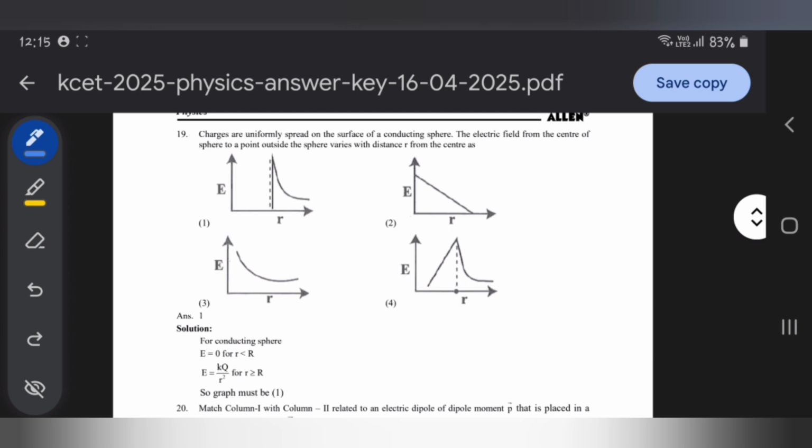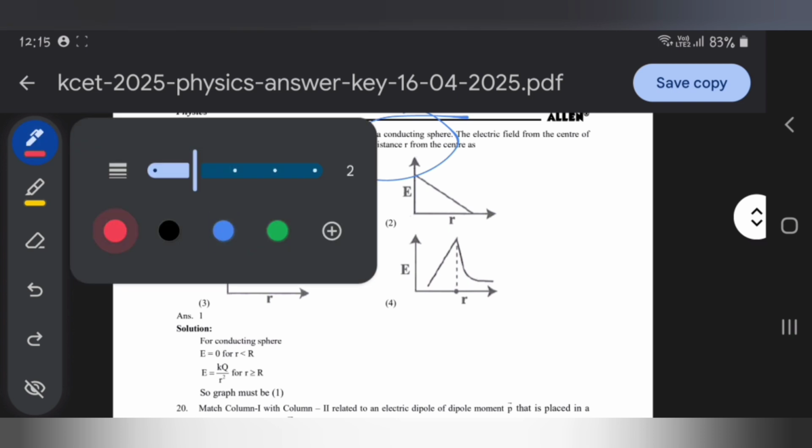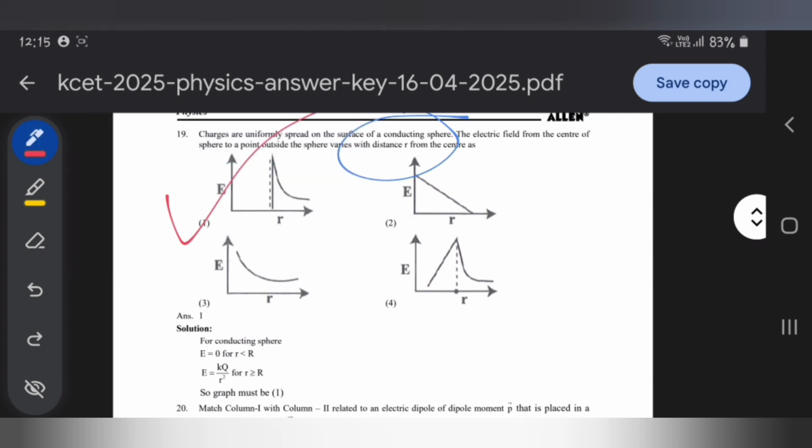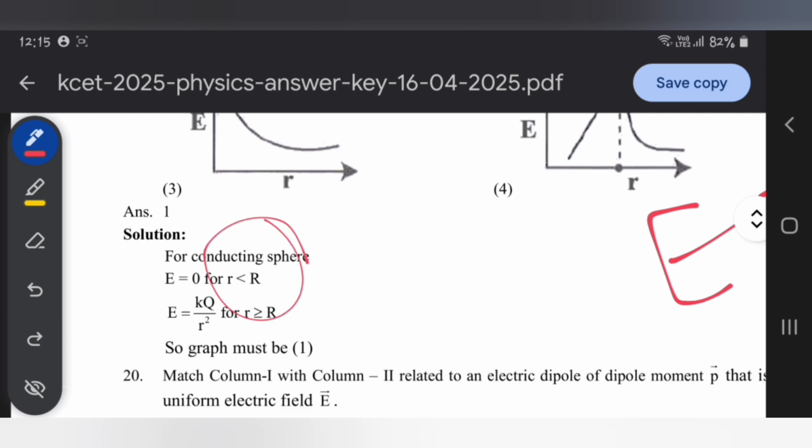They're saying it's a uniformly spread charged body, which is a conducting sphere as well. So for conducting spheres you have 3 to 4 graphs. For non-conducting you have, for charged you have, for non-charged also you have, right? Neutral also you have. So all those graphs you have to study. If you study that graph, all that you have to do is blindly mark option number 1. In case of conducting sphere, E will be equal to 0 for R when it is less than capital R.